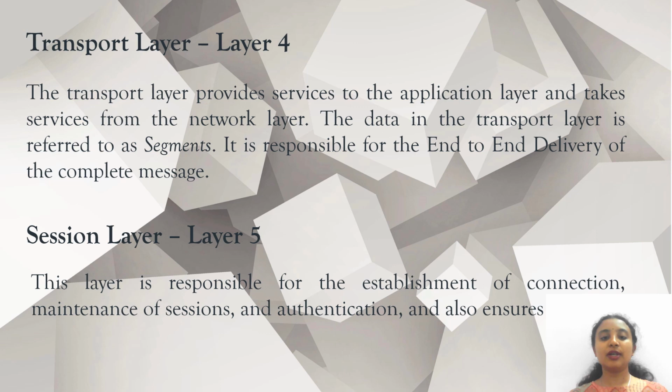The fourth layer of the OSI model is the transport layer. The transport layer provides services to the application layer and takes services from the network layer. The data in the transport layer is referred to as segments. It is responsible for the end-to-end delivery of the complete message. The functions of the transport layer are service point addressing and segmentation and reassembling.